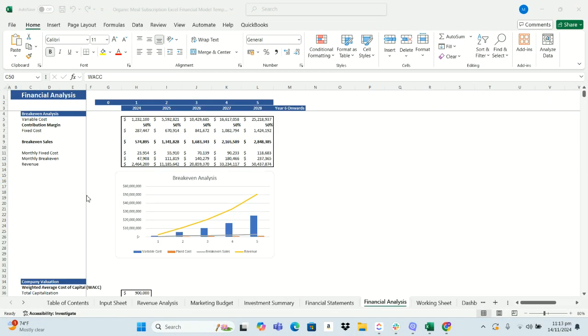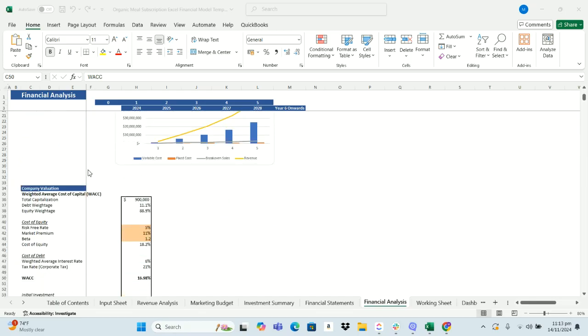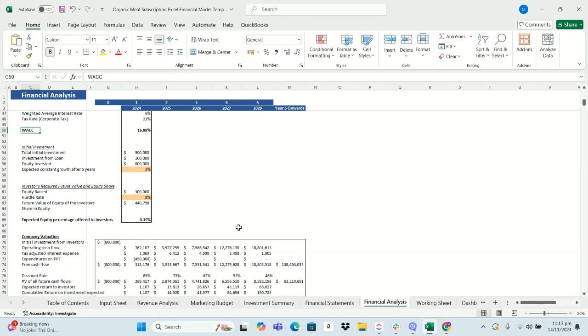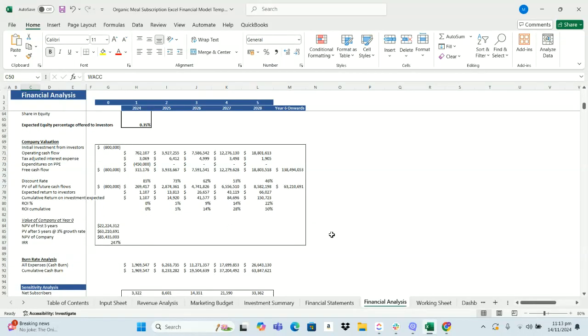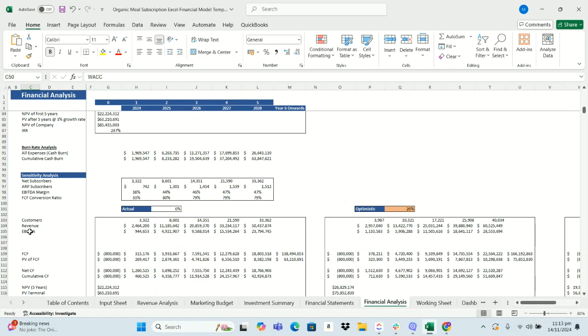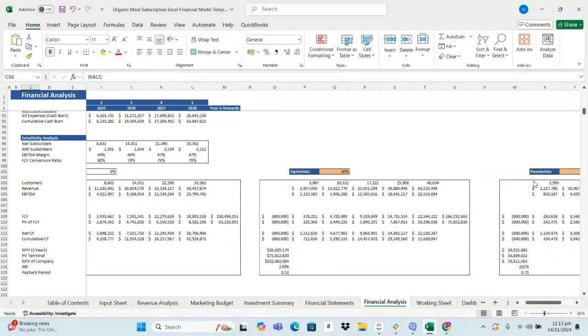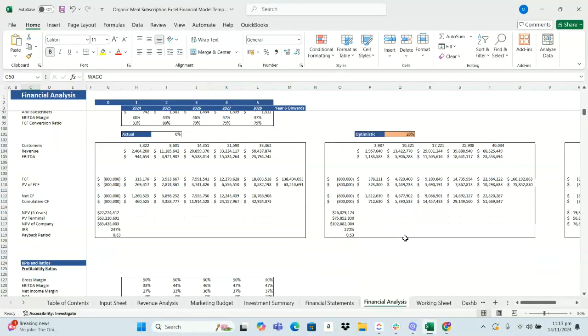Next up, we have financial analysis, in which we have our break-even analysis, company valuation. We have calculated the weighted average cost of capital. Then we have company valuation. Then we have sensitivity analysis, which is calculated on three different scenarios: actual, optimistic, and then the last scenario, pessimistic.